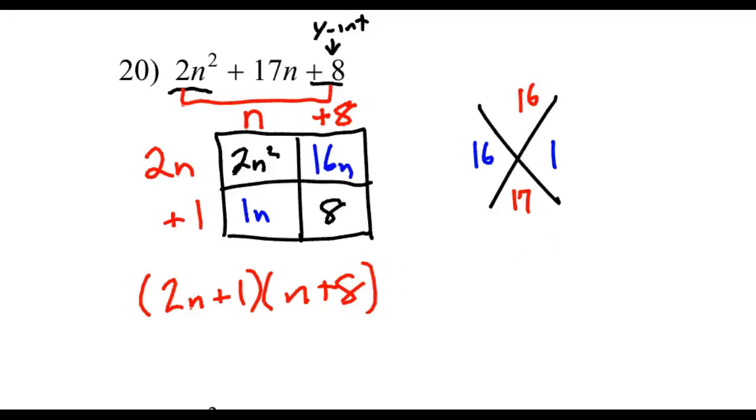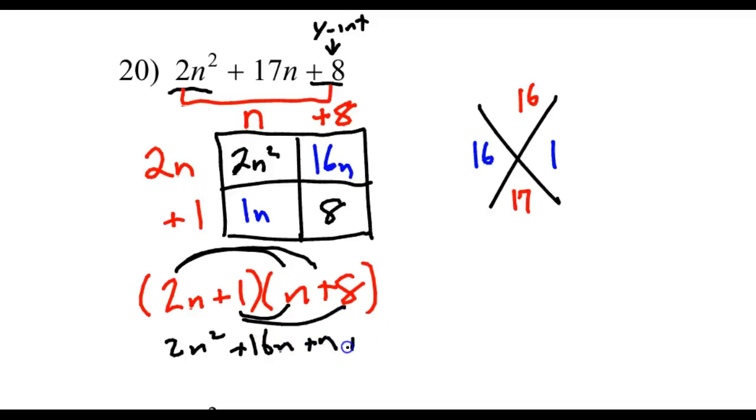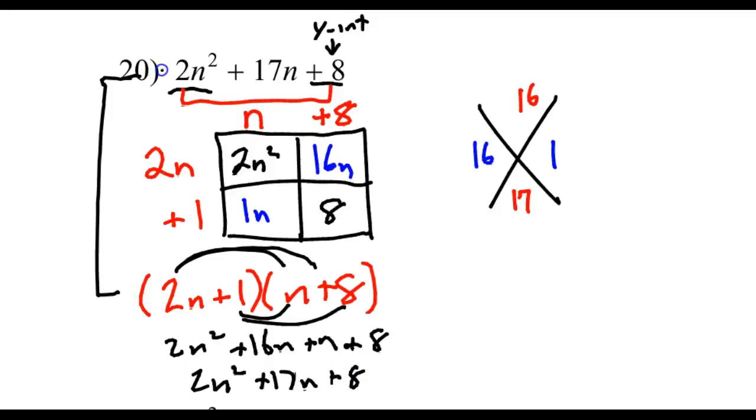By the way, you can always do a check, multiply it back together. See if you get what you started with. 2n squared, 16n, because we're just doing this backwards, plus n, plus 8, which equals 2n squared plus 17n plus 8. That's what we started with. So if you multiply your answer and you get the original question, you know you did it right.